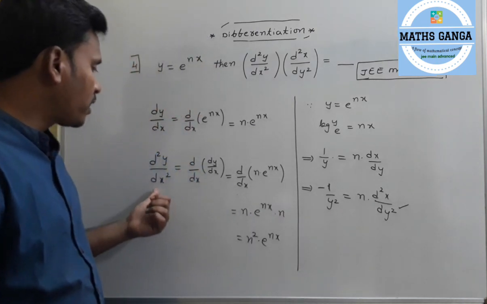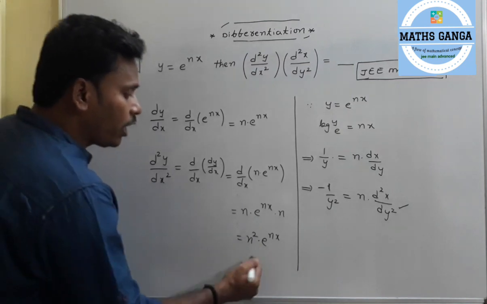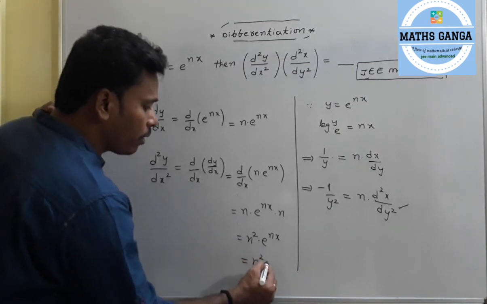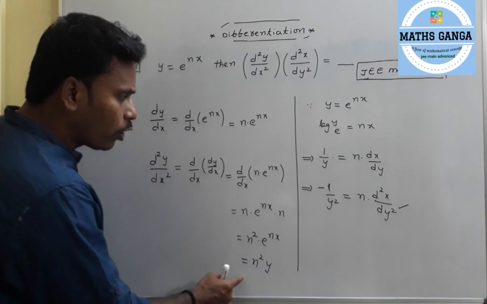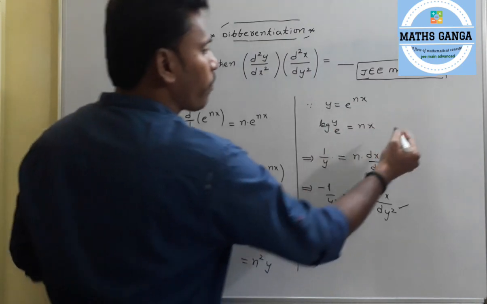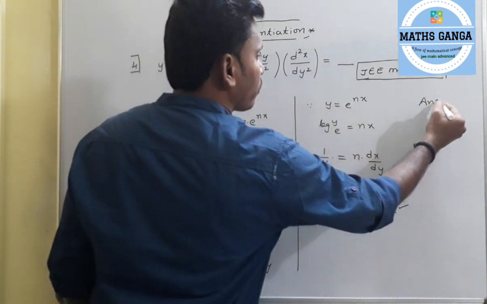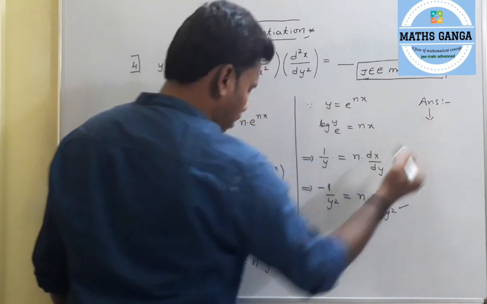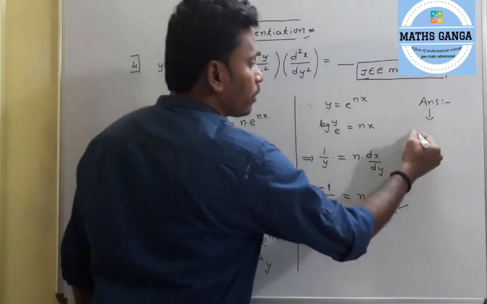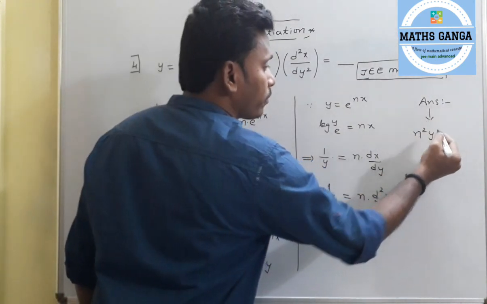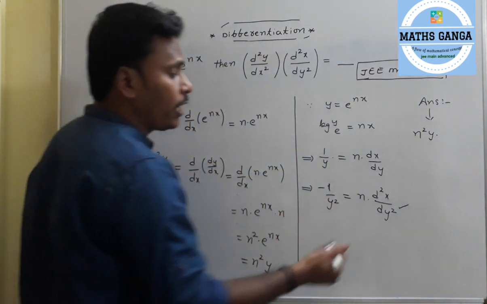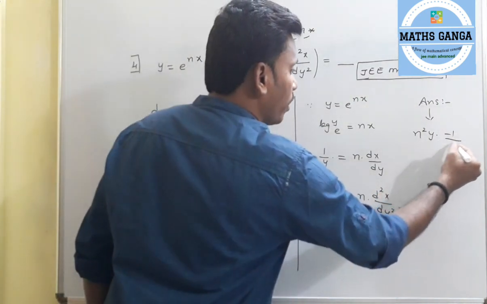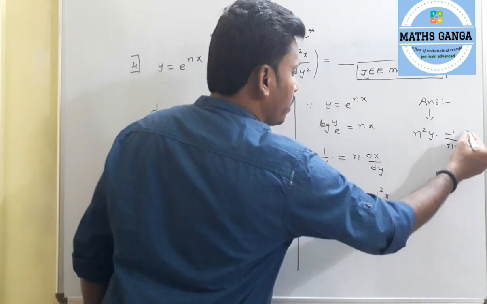and d square y by dx square is n square into e power nx, which is nothing but n square y. So we need to multiply these two parts. Okay. So final answer is nothing but the product of this first one, n square y, and the second one d square x by dy square, minus 1 by n y square.